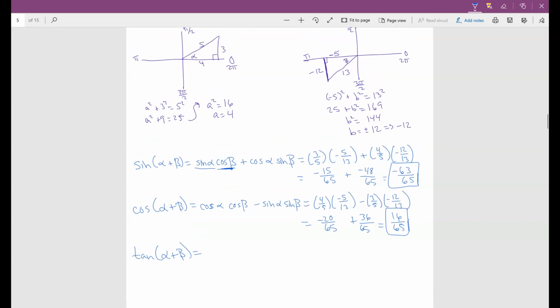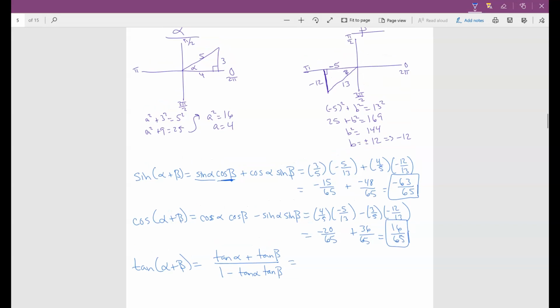Okay, so tangent of alpha plus beta is going to be tangent of alpha plus tangent of beta, divided by 1 minus tangent of alpha times tangent of beta. Okay, so now let's look at the tangent. Tangent of alpha is going to be equal to 3/4. Tangent of beta, that's going to be 12 over 5. Then you're going to have 1 minus tangent of alpha, which is 3/4, times tangent of beta, which is 12 over 5.